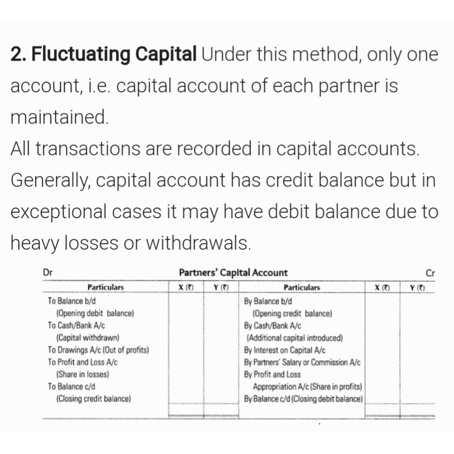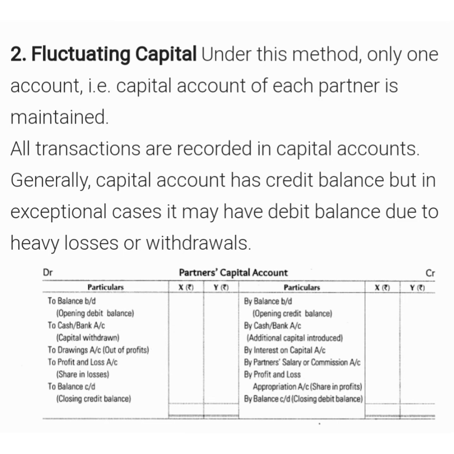Next step is to enter all the receipts of the partner on the credit side. All the incomes or receipts of partners' capital account are interest on capital, salary, commission, share of profit. Enter this amount on the credit side as by interest on capital, by salary, by commission, by profit and loss appropriation account. After entering these transactions on the credit side, next step is to enter the other transactions on the debit side.